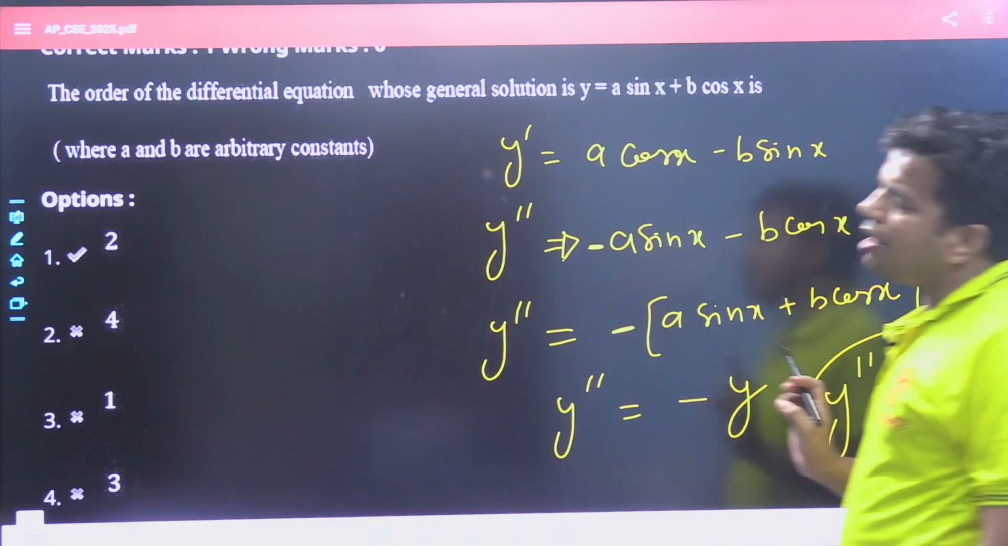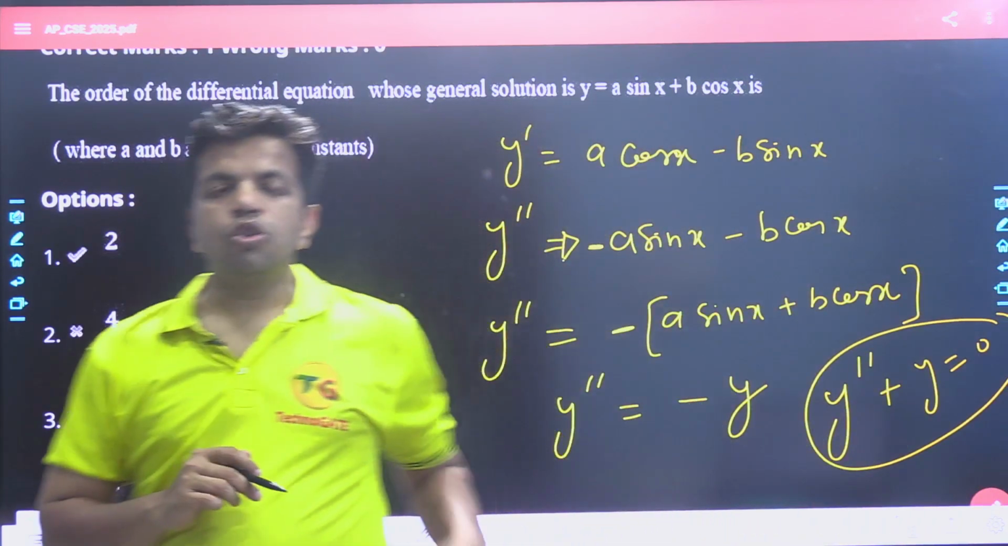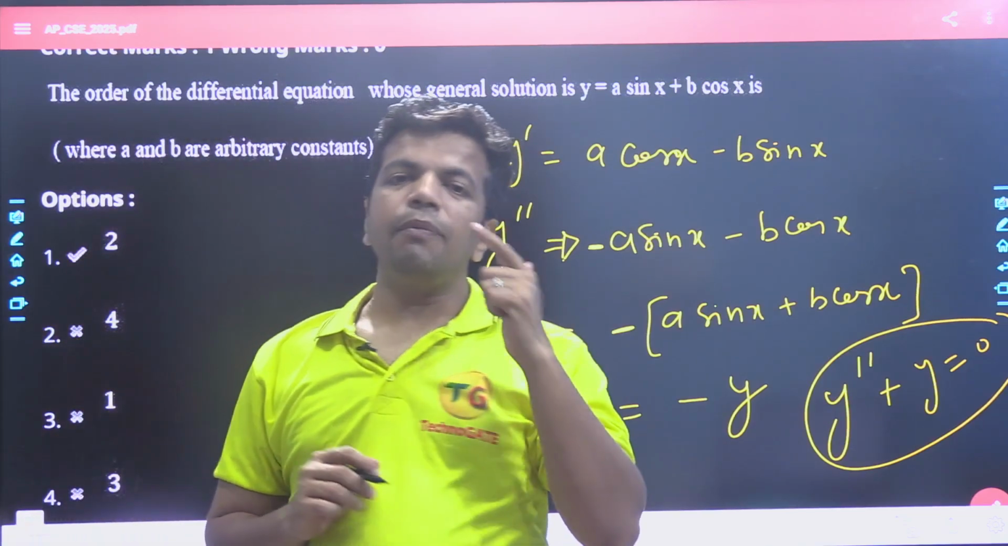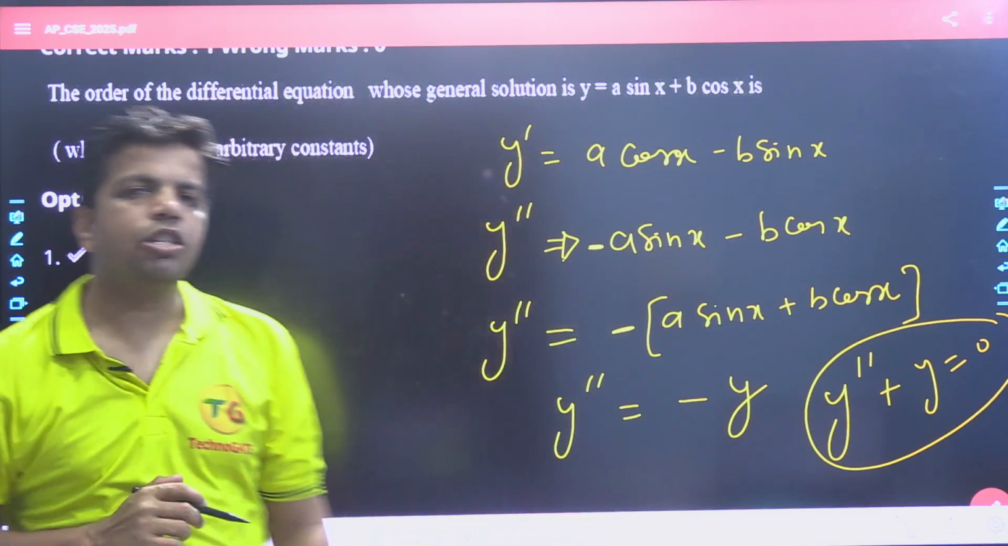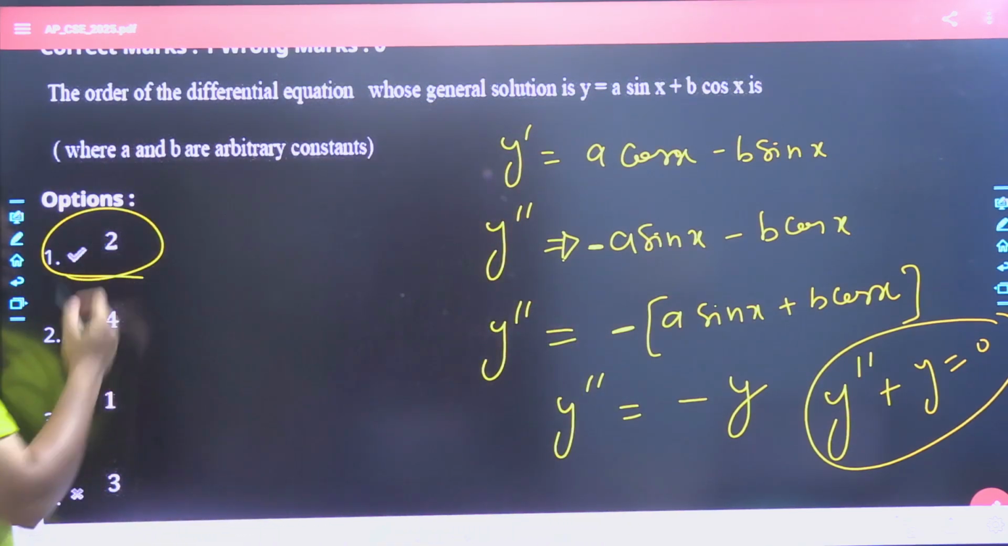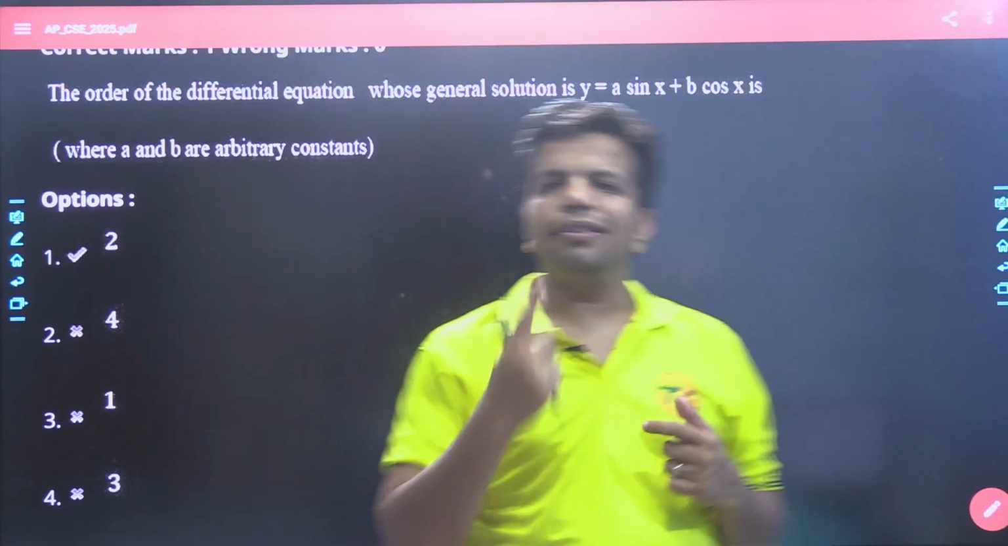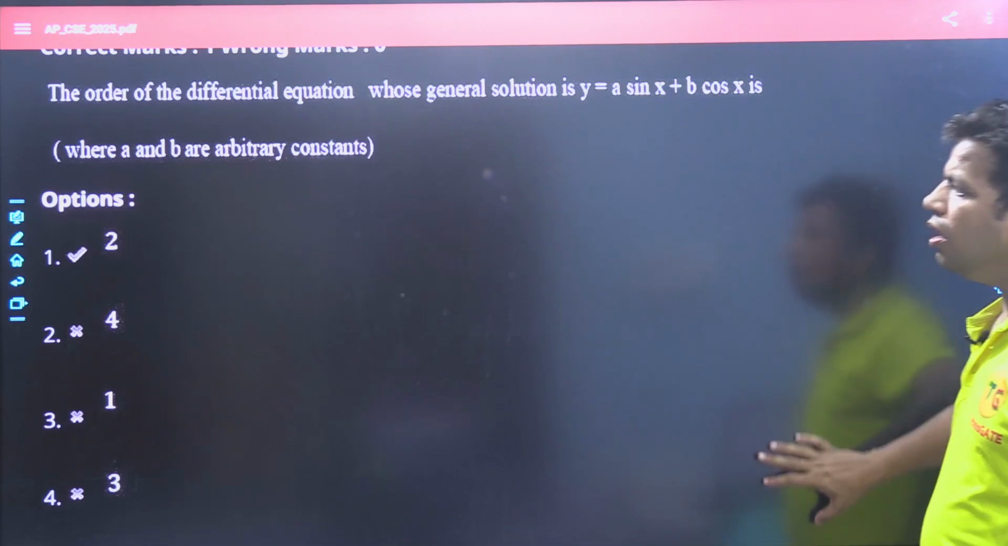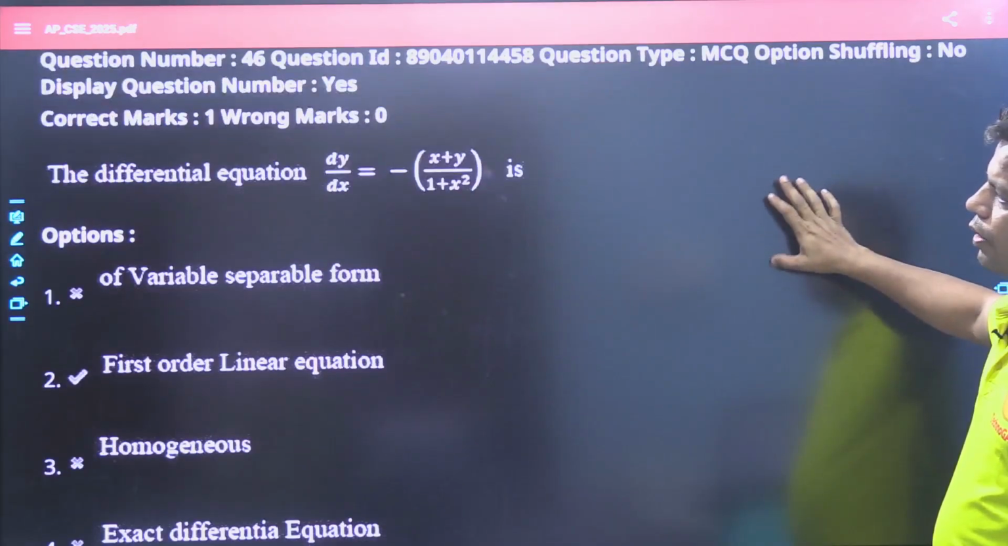So what is the order of this particular equation? The order is the maximum differentiation, so we need to do differentiation 2 times. So order is 2 and degree is the power of that. For this the degree is 1, but they are asking for the order. So you need to go with answer 2.